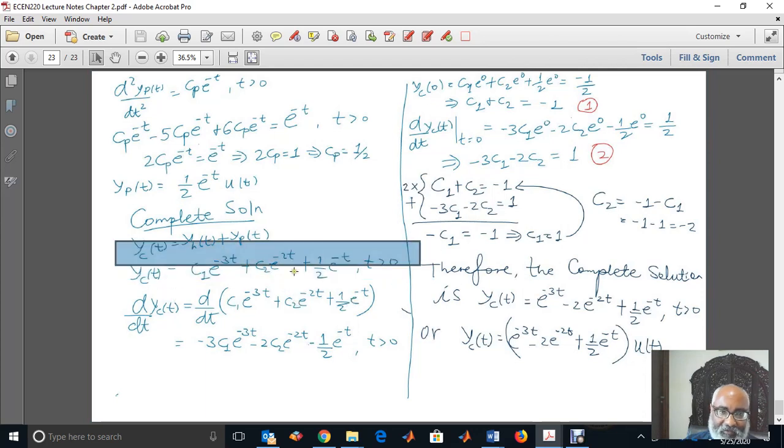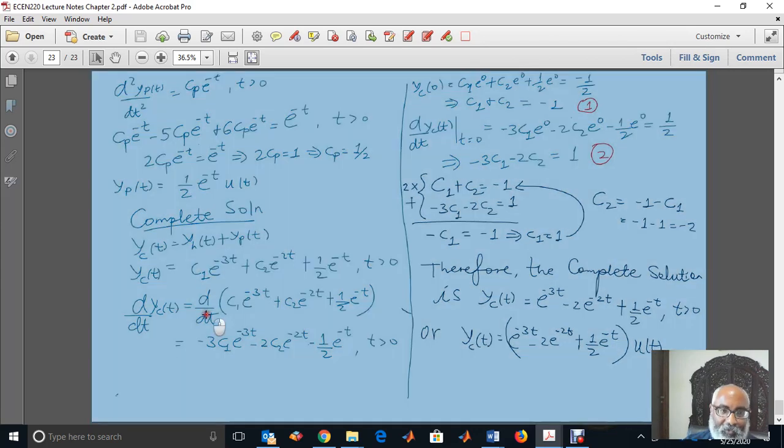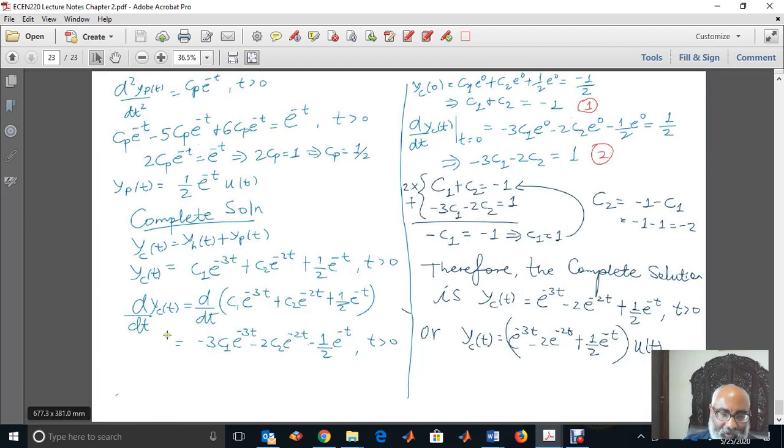No, not yet, because we need to solve for C1 and C2. From where? From the initial conditions. We have two initial conditions: y at 0, the complete solution at 0, and the derivative of the complete solution at 0. So I need the derivative of the complete solution. The derivative of the first is minus 3 c1 e raised to minus 3t. The derivative of the second, minus 2 c2 e raised to minus 2t, and the derivative of this is minus half e raised to minus t.